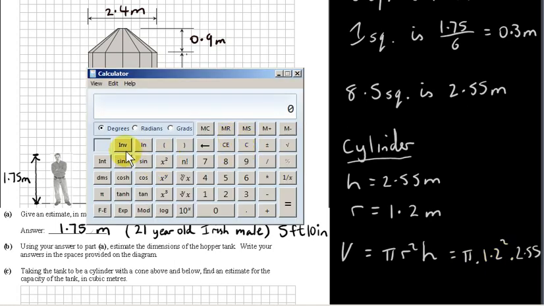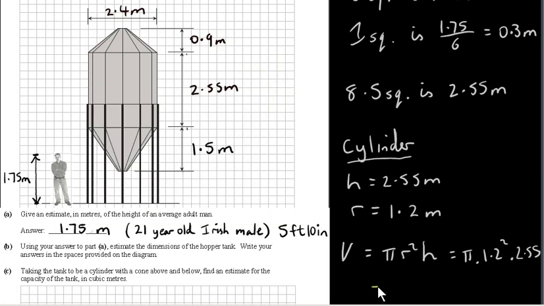So we just bring up pi times the radius squared times the height. So I will write this down to about 3 or 4 decimal places. Let's say 3 decimal places. 11.536 meters cubed.